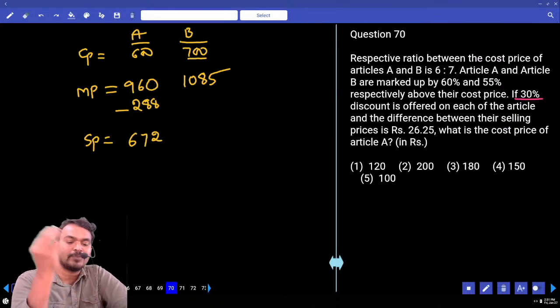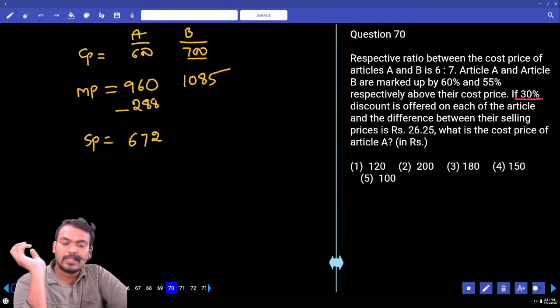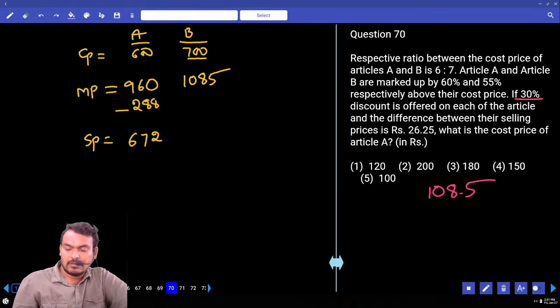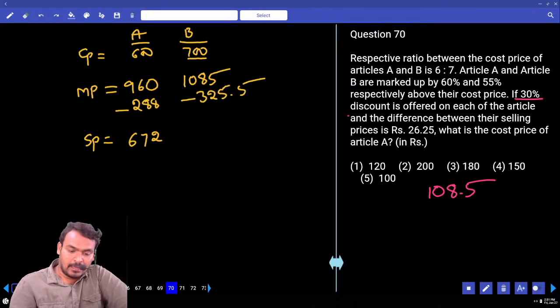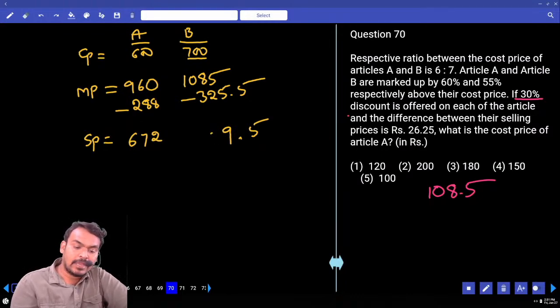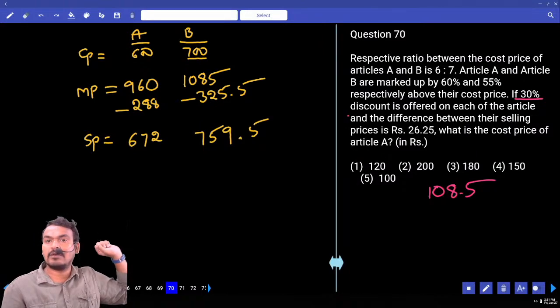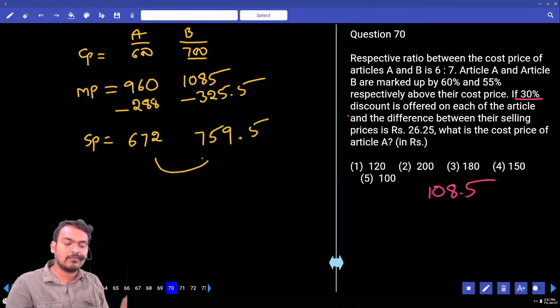Next, the second one also has how much percent discount? 30%. What is the 10% value? 108.5. 3 times means 324 plus 1.5, that is 325.5. Subtracting, it ends with 0.5. 14 minus 5, 9. 7 minus 2, 5. Next, 10 minus 3, 7. What is the first one's selling price? 672. The second one's selling price is 759.5. What is the difference value?